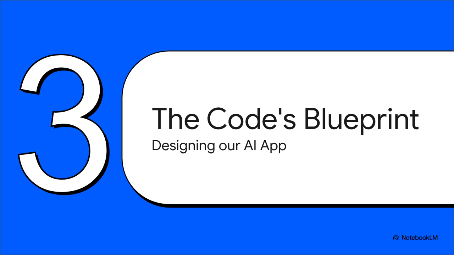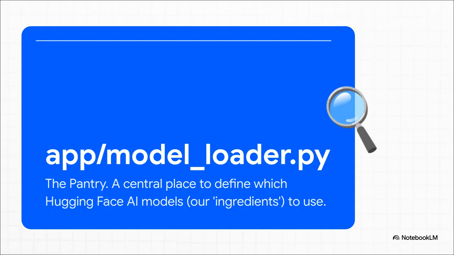Now it's time to actually draw up the blueprint for the restaurant itself. In the coding world, this just means organizing our files and structuring our application. So the first piece of our blueprint is this file, modelloader.py. This is our pantry. It's the one central, organized spot where we declare which AI models, our ingredients, we're going to use. By keeping it all here, it becomes incredibly easy to manage and swap things out later.